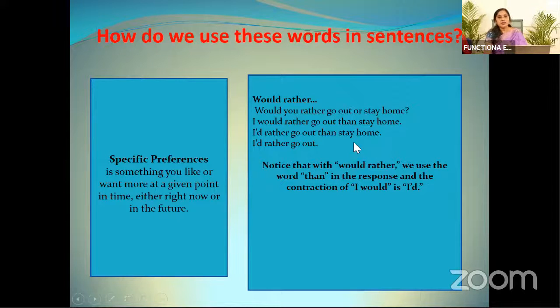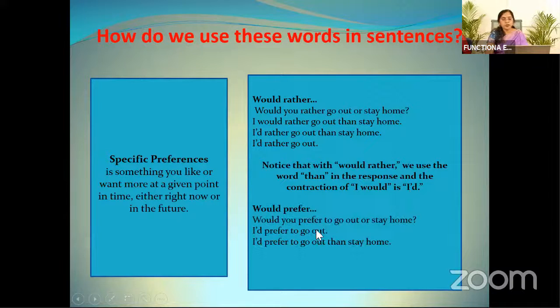I would rather go out than stay home. I would rather, when you're speaking, it's called a contracted form. Kudistam dani. Then that becomes I'd. I'd rather. Listen to how I'm saying it. I'd rather. I would. I'd rather. I would rather go out than stay home. I'd rather go out. Notice that with would rather, we use the word than. అక్కడ ఆర్ కి మనం టు గాని ఓవర్ గాని వాడాం, లేదా బెటర్ దాన్ వాడాం. ఇక్కడ రాదర్ వచ్చినప్పుడు డెఫినెట్ గా దాన్ వాడాలి, THAN in the response, and the contraction of I would is I'd.